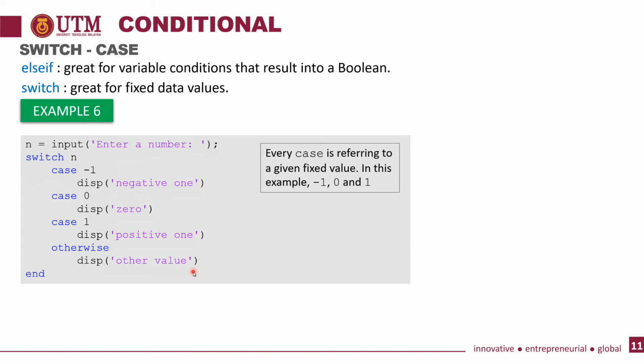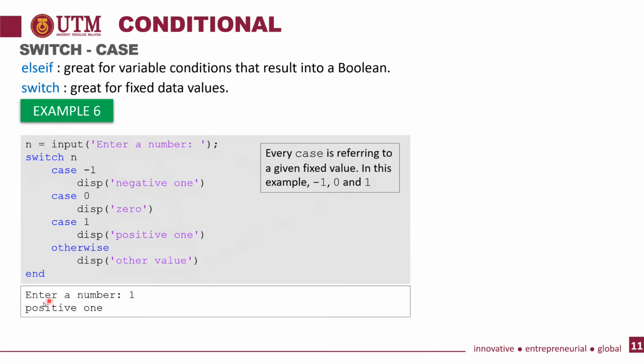So if the number is fixed, if the number does not change, if your condition is not between some numbers or variables, it is great for you to use switch. Every case refers to a given fixed value, in this example -1, 0, and 1. So the output will show 'enter a number', and then you enter the number 1. The output will become +1 because it will go to case 1, because n is now equal to 1, since you gave number 1 as the input.